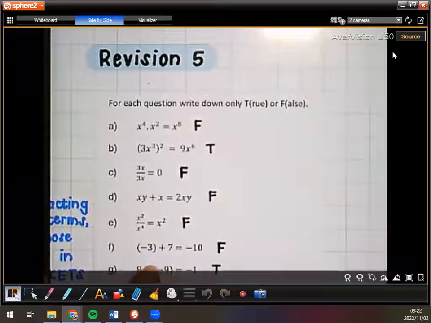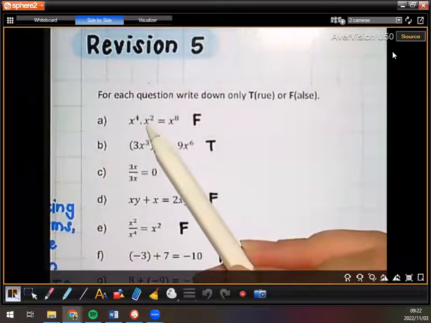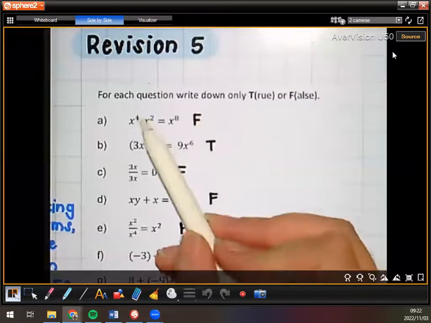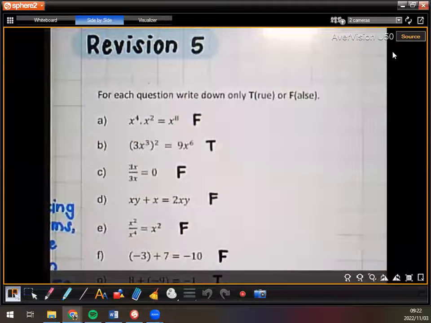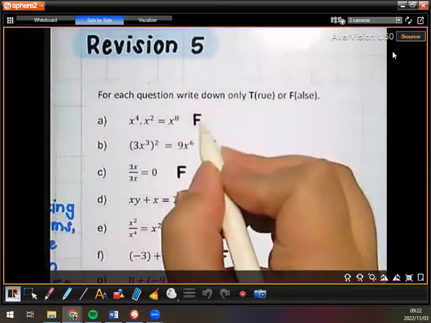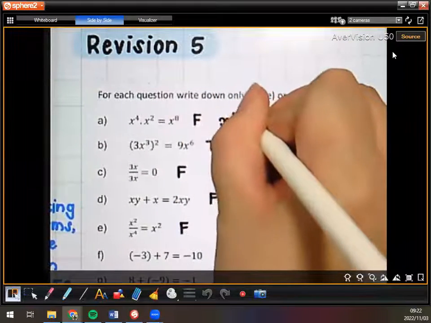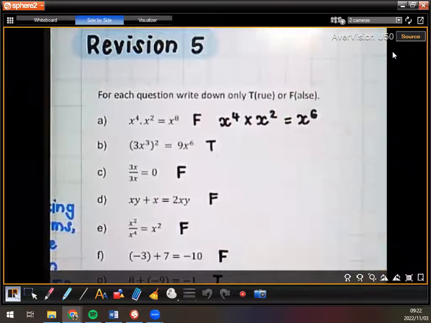Okay, so now for the first one, guys, for A, they've said x to the 4 times x to the 2 is x to the 8. So they've multiplied those exponents together. Is that correct? No, what did you do? You're supposed to add them. So it is false, but please just add: x to the 4 times x squared is x to the power of 6. Right, that's what it should actually have been.